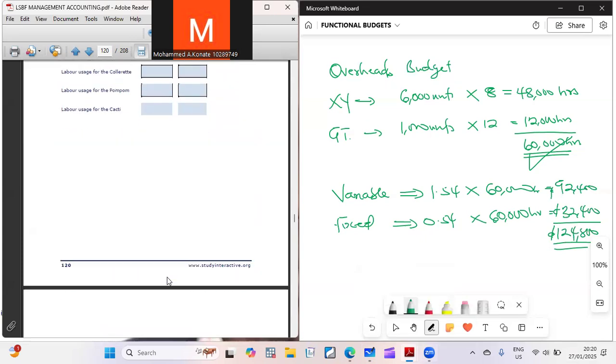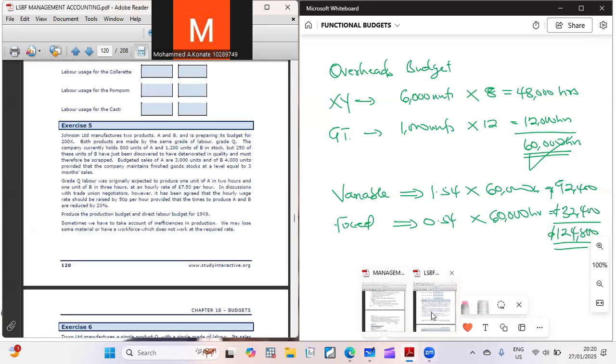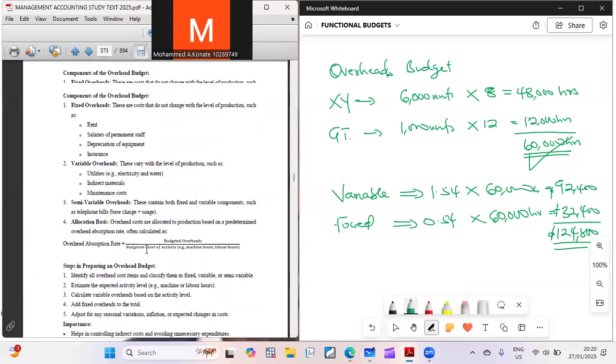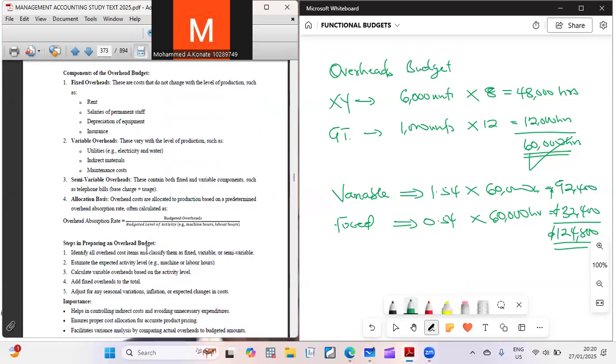So the overhead is simple. Just get the total hours that you need. All right. So like we said, get the total hours that you need. And when you get the total hours, this is what I mean: identify all the overhead costs, whether variable or fixed. So that is what we've done.